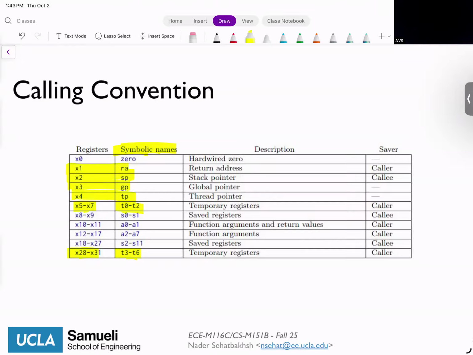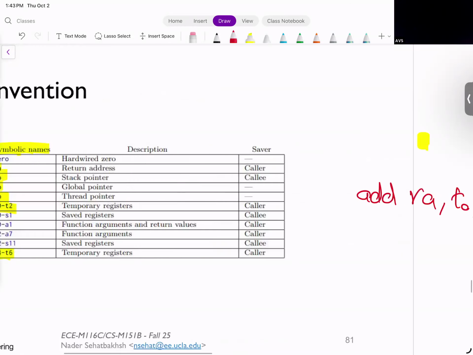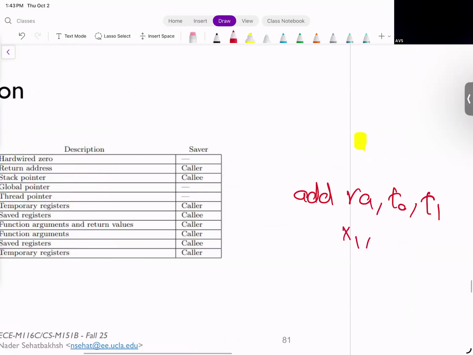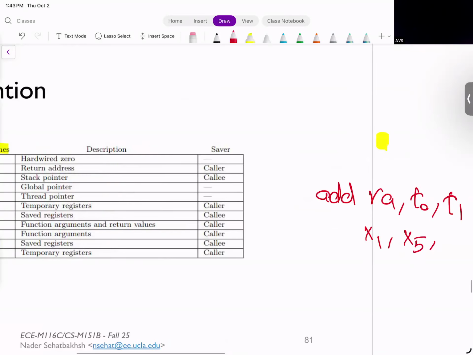These are pointers. x1 is the return address pointer. We can usually show it as RA, which stands for return address, or you can use x1, okay? So for example, I can write an instruction like this: add RA T0 T1. The compiler understands this. What this means is I go to this table and see RA is x1, T0 is x5, and T1 is x6. So these two instructions are equivalent to each other.